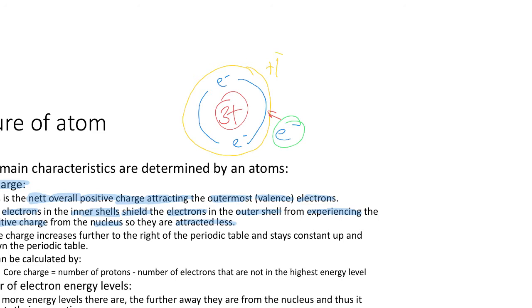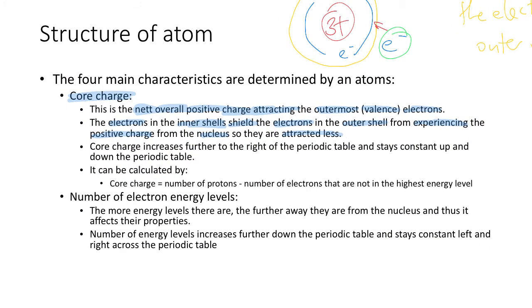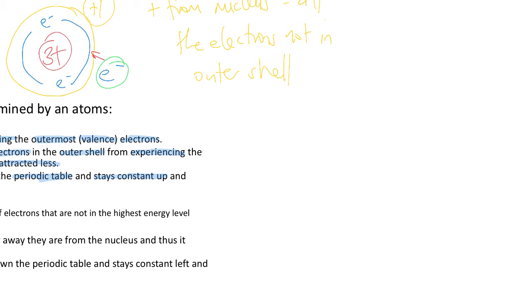It's the charge that you end up with when you take all the positives from the nucleus and subtract all the electrons not in the outer shell. And I've probably written that in this part here. Okay, so core charge increases further to the right of the periodic table and stays constant up and down the periodic table. Okay, so effectively, your periodic table looks like this.